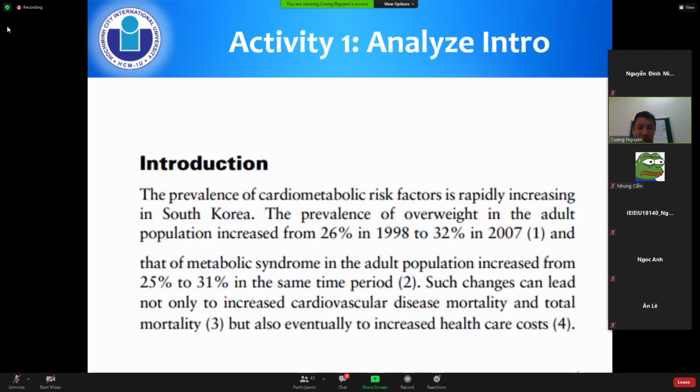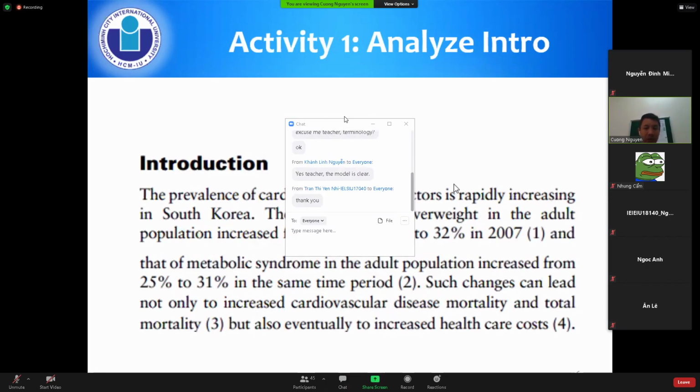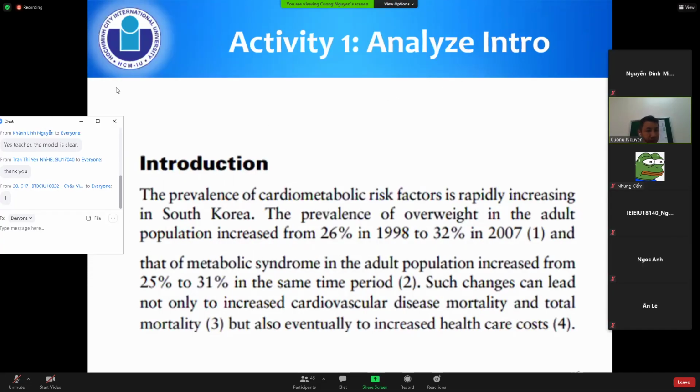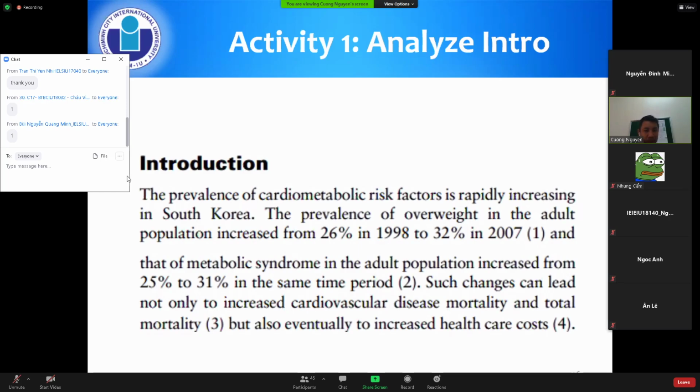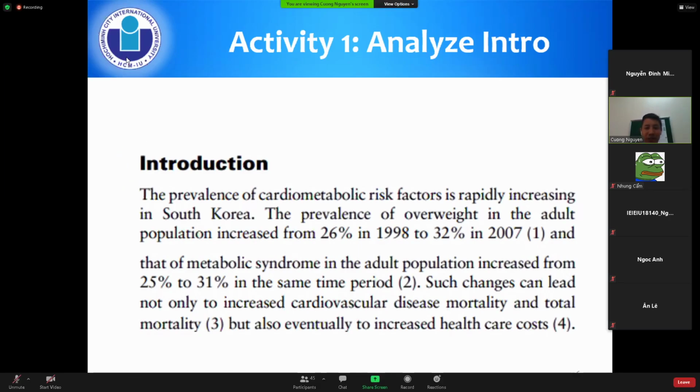So let's match numbers 1, 2, 3, 4 to the sentences in this text. The prevalence of cardiometabolic risk factors is rapidly increasing in South Korea. Is it 1, 2, 3, or 4? Chat box, please. Yeah, so number 1. Okay, number 1. Good.